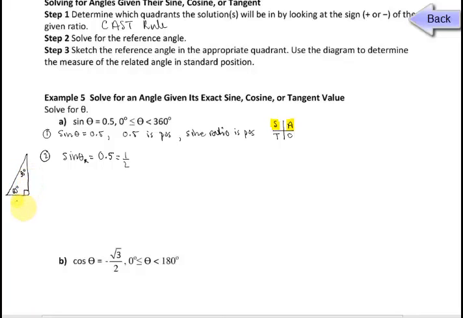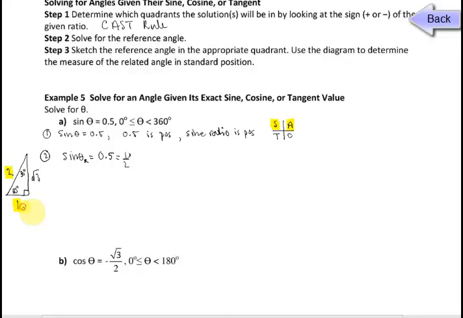Remember, opposite the 30 degrees, the side is 1. Opposite the 60 is root 3. And opposite the 90 degrees is 2. Now, we know that sine of theta is opposite over hypotenuse, which means that our side 1 is going to be our opposite side. Okay, and then of course our hypotenuse is 2.